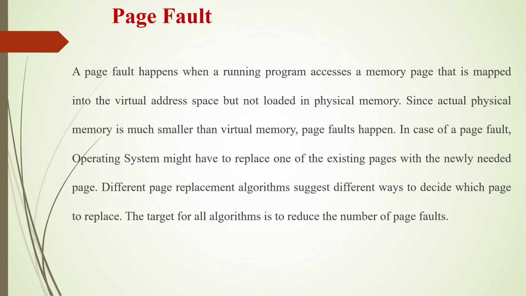To decide which page should be removed, the operating system uses a page replacement algorithm, which includes first in first out, optimal page replacement, least recently used and most recently used algorithms. Each algorithm follows a different strategy, but they all have the same objective: to minimize the number of page faults and improve system performance. In short, a page replacement algorithm helps the operating system to manage memory efficiently by choosing the best page to replace whenever a page fault occurs.